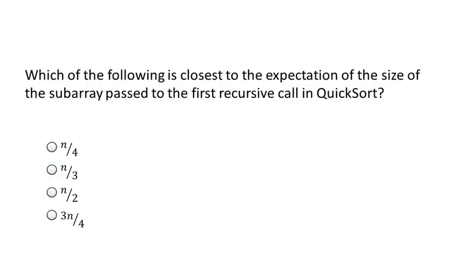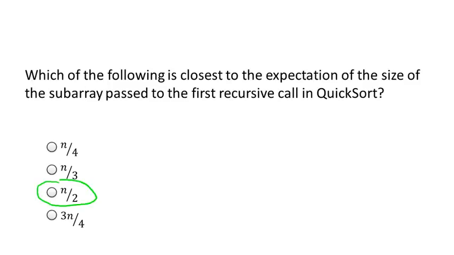So the second quiz covers the second random variable we identified. Now we're back to quicksort and the random pivot chosen in the outermost call. The question is, how big on average, in expectation, is the subarray in the first recursive call? Equivalently, on average, how many elements are going to be less than the randomly chosen pivot?